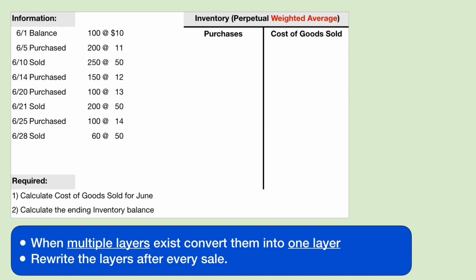Here's our problem. In the weighted average perpetual method, whenever we have multiple layers, we stop what we're doing and we combine or consolidate those multiple layers and turn them back into one layer. And then after we make a sale, we have to rewrite the layer.